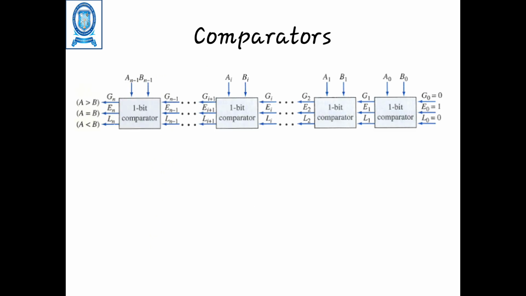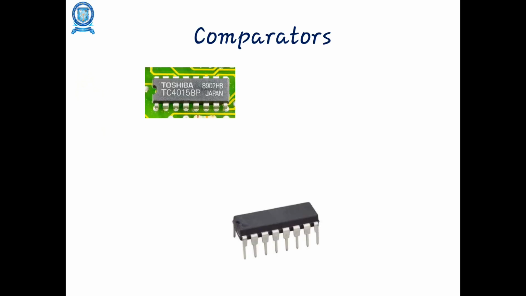So the comparator gives A greater than B, A equal to B and A less than B, and the last combination of inputs is A n minus 1, B n minus 1. So A0, B0, A1, B1, A2, B2 etc. up to A n minus 1, B n minus 1 are the inputs. For A0, B0 it is G0, E0, L0. For the first bit comparator it is G1, E1, L1, and for the second it will be G2, E2, L2. So this is a 1 bit comparator which is used to compare 1 bit.